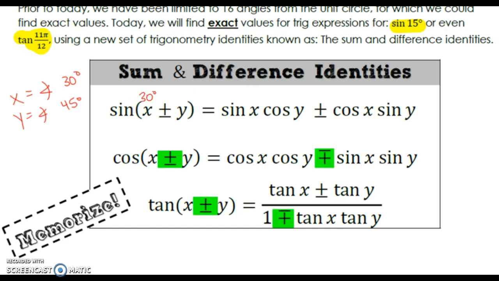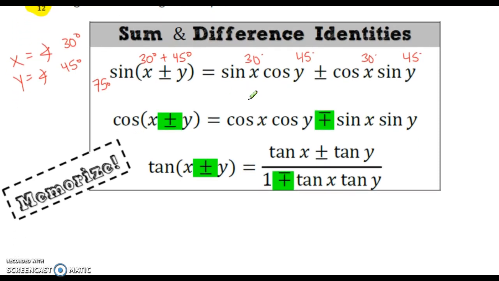So this would be like 30 degrees and 45 degrees. If we're adding them, it stays adding. If we're subtracting them, it stays subtracting. So this would be, we'll say plus, this would represent sine of 75 degrees, and you literally just throw these in. Your x is 30 and y is 45. What you'll notice on this one is it stays 30 degrees the first, and then it flips your trig. So this is sine, cosine, cosine, sine. Be careful with your x's and your y's.